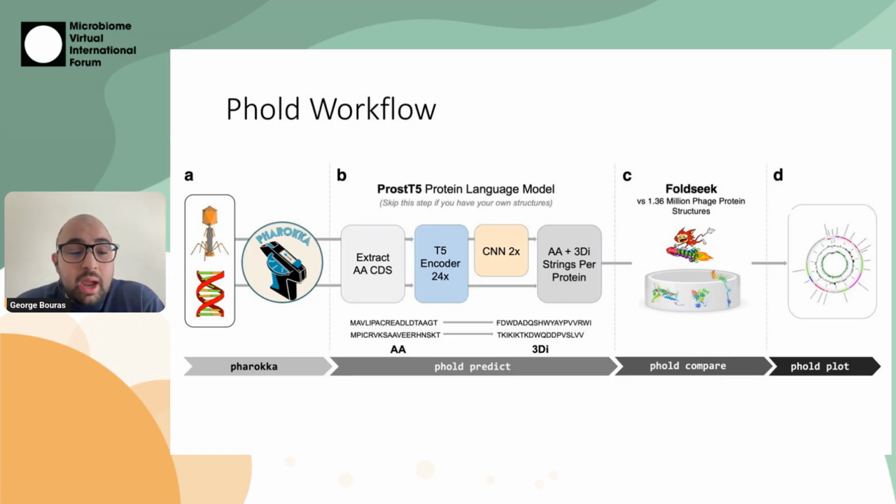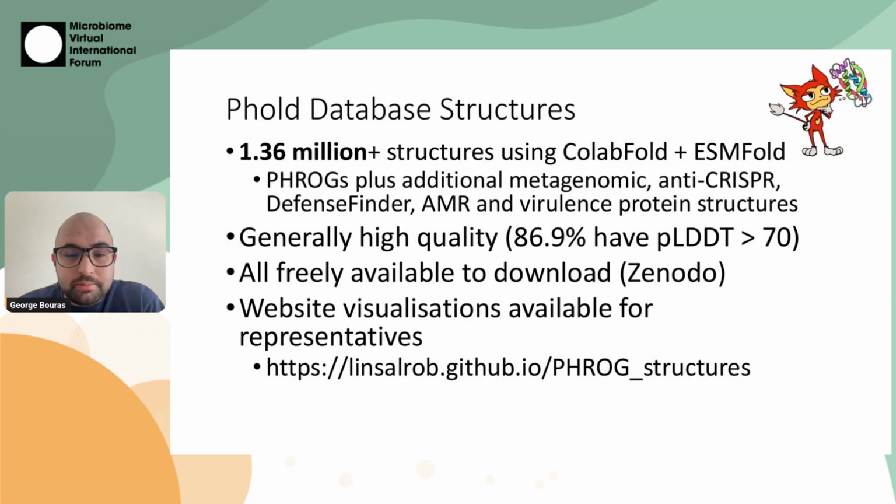And so from left to right, the way it works is you get your phage genome, you can optionally annotate it with Pharokka. You take the proteins, you run the language model to predict the 3Di strings. If you do have the structures, you can still use them here. Then it runs Foldseek to do structural comparisons against a big database of phage protein structures we've put together, and then it does summaries and plots and whatever other information you want.